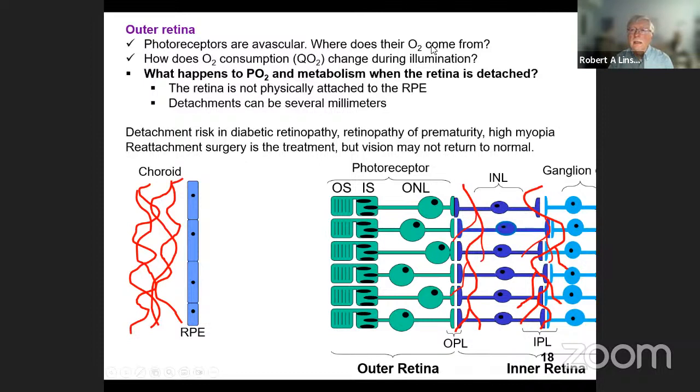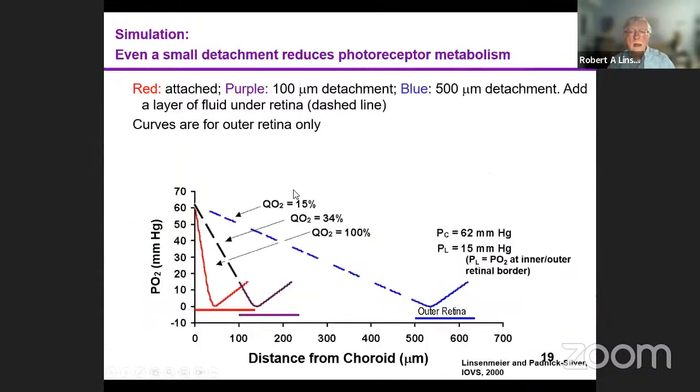It's also worth noting that detachments are not uncommon. They occur in diabetic retinopathy, in retinopathy of prematurity, and also in high myopia, if your eye is just a little too big. The way you deal with these is by doing attachment surgery to reattach the retina, but the vision may not return completely to normal, particularly if you have a macula off detachment. So what we've found from simulations is that even a small detachment will reduce photoreceptor metabolism.